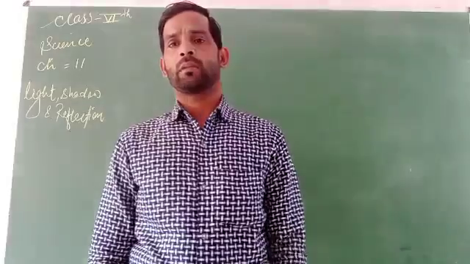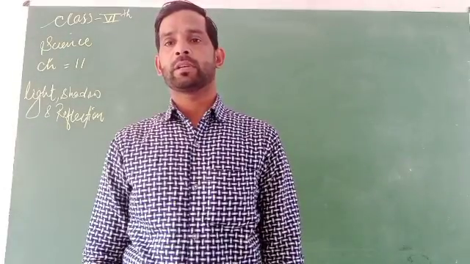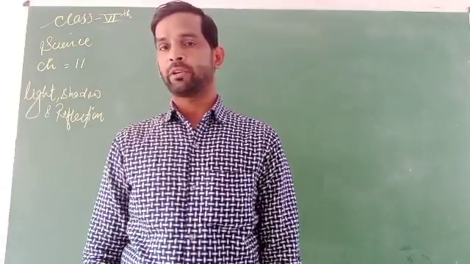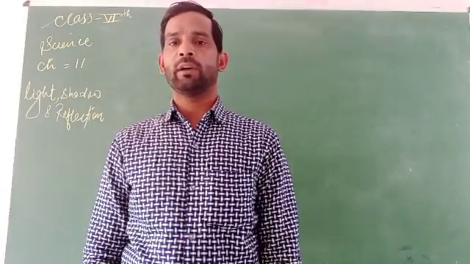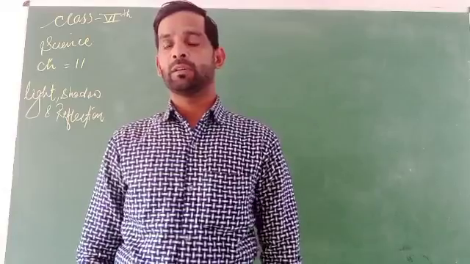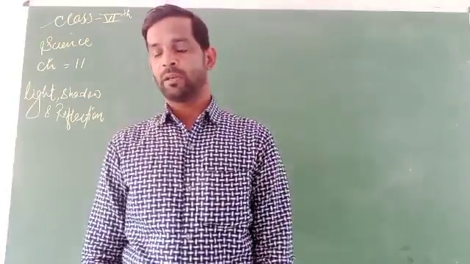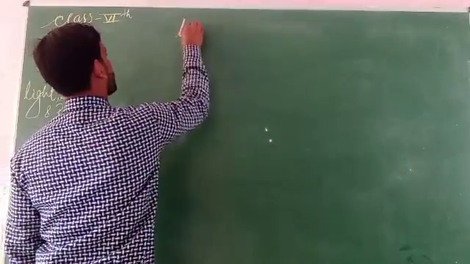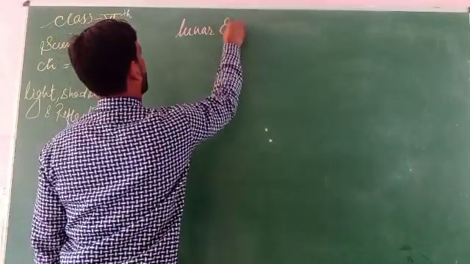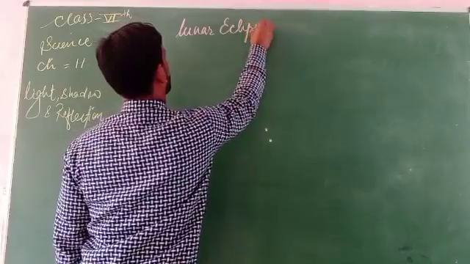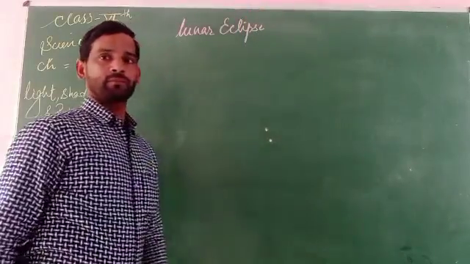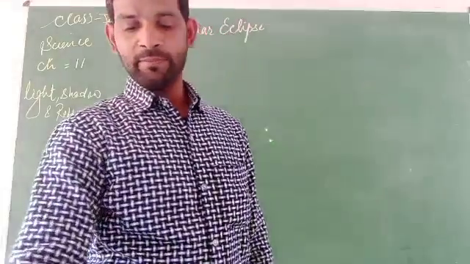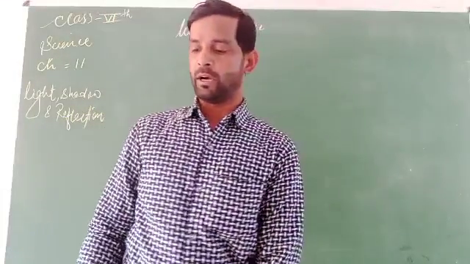The chapter 11, that is light, shadow and reflection, in which we have already explained the remaining portion. Now here is the portion we have to discuss, that is lunar eclipse. Let's show how the lunar eclipse occurs.